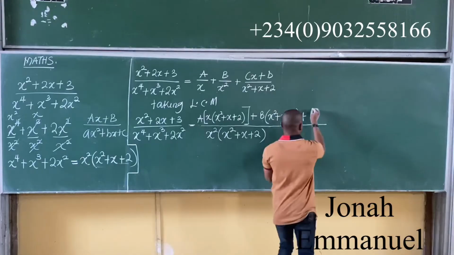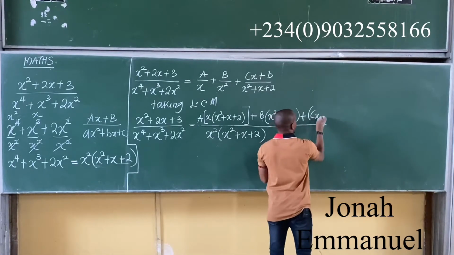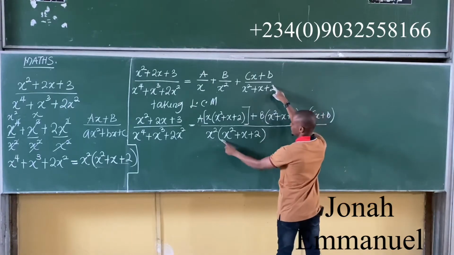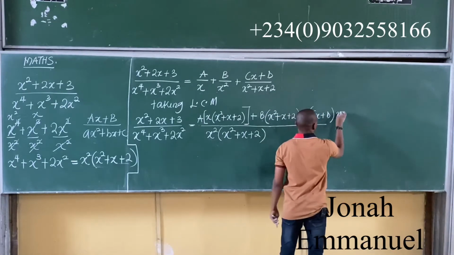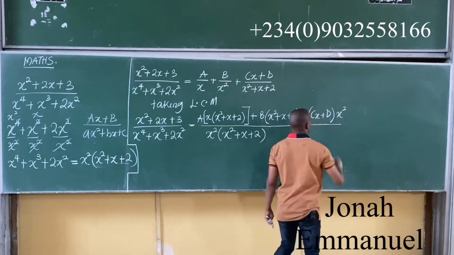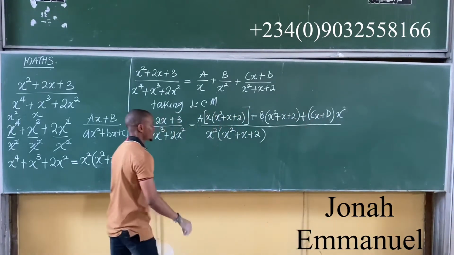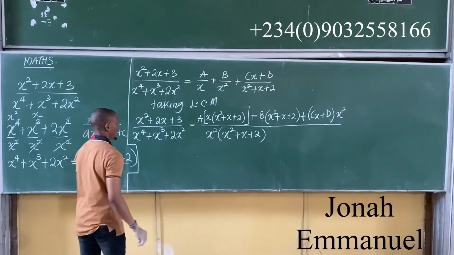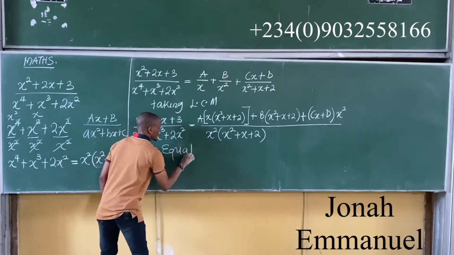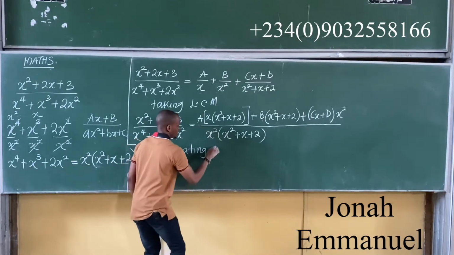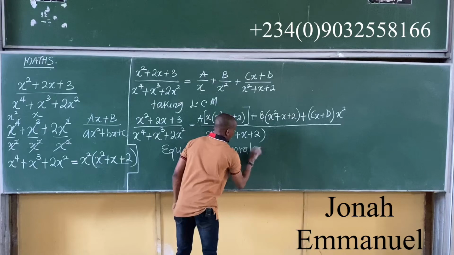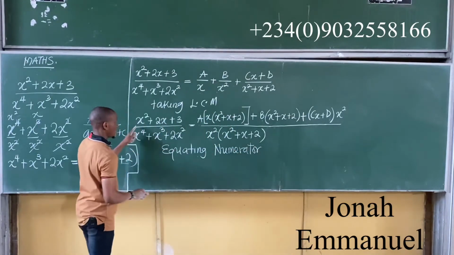So it becomes in bracket cx plus d multiplying. If this divides this, I'm left with x squared. So multiplying x squared, cx plus d all into x squared. So I have this. Next up, equating numerator. What do I get here?